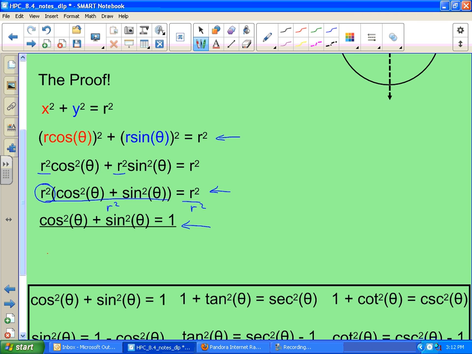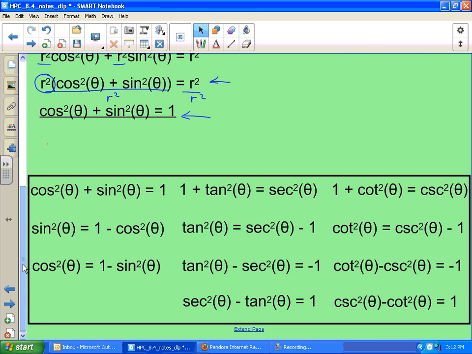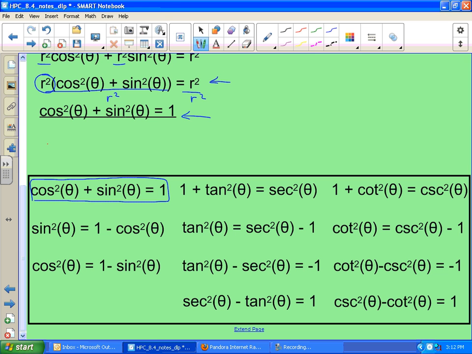Now from that, we can develop these others. There are 10 other Pythagorean identities. So here's the one that we just came up with. And from that, we can develop these other ones. Now, let's look at the ones directly below it. These, sine squared theta equaling 1 minus cosine squared theta, or cosine squared theta equaling 1 minus sine squared theta, just come from simply moving sine squared or cosine squared to the other side of the equation.